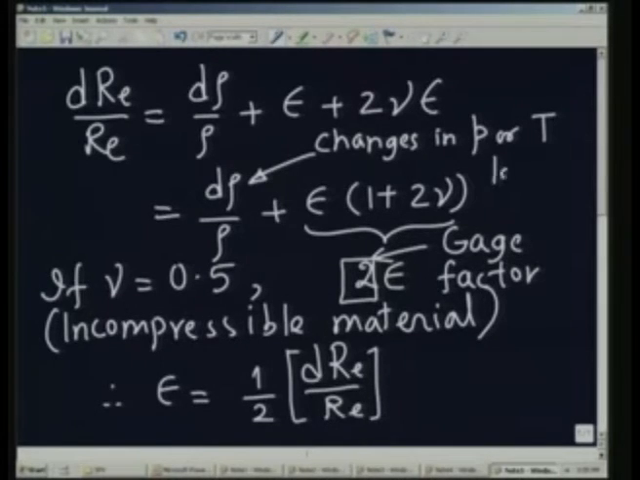Sometimes we may ignore it, in which case dRe by Re becomes simply equal to epsilon into 1 plus 2 nu. So, this is basically the idea.